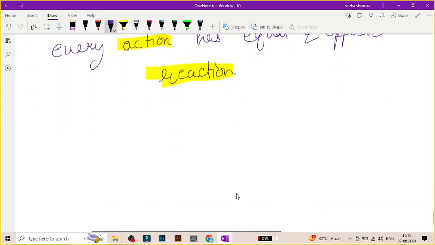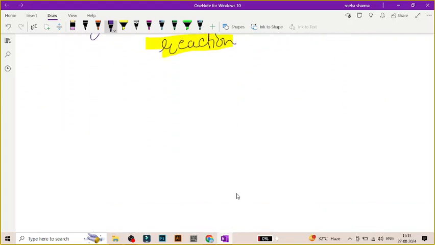That means the best example for this is the recoiling of a gun. If you shoot a gun, then the bullet gets out of the gun, and you also feel a jitter in your shoulder. That is because the bullet moves forward and there is a reaction which you feel on your shoulder.